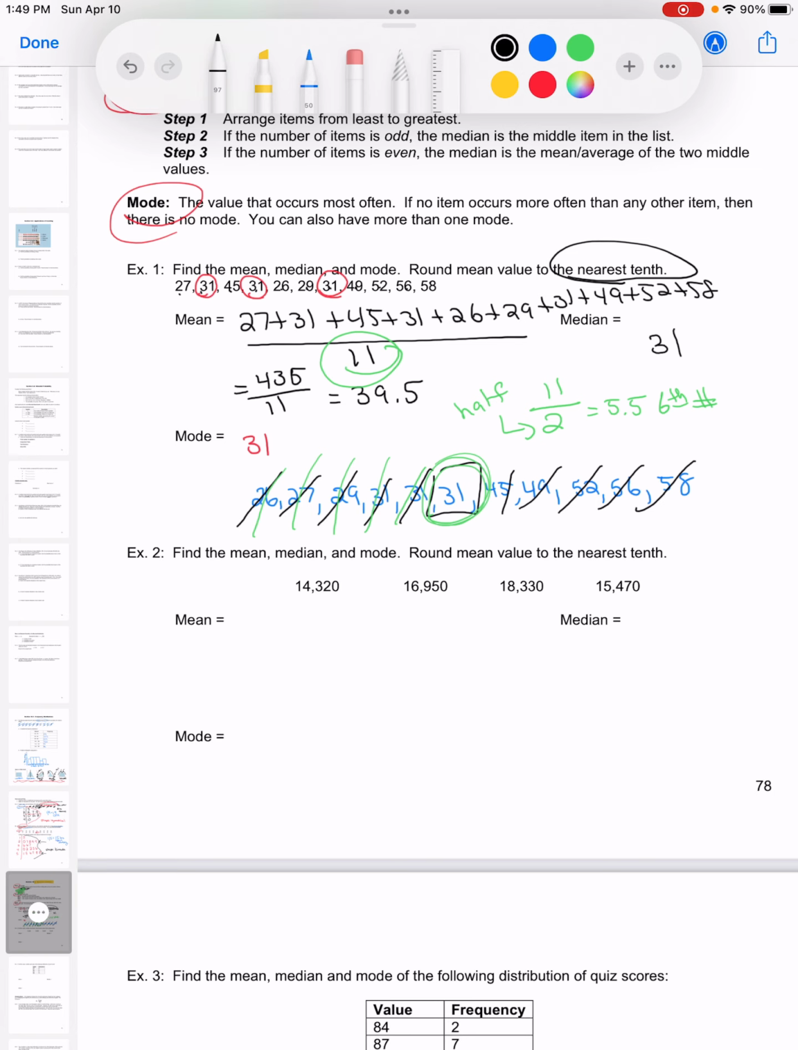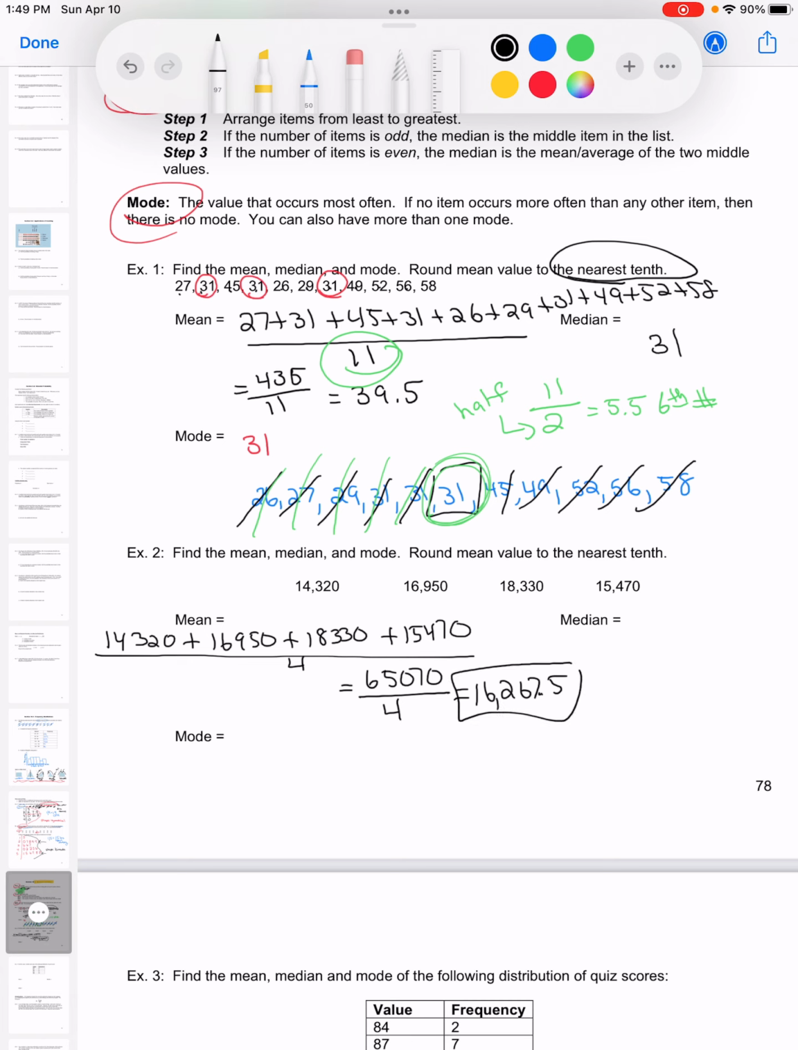Right, coming back from the pause. For the mean, I'm going to add all 4 of these numbers together, and I'm going to divide by 4. That's going to give me, on the numerator, 65,070 divided by 4, which gives me a mean of 6,267.5.